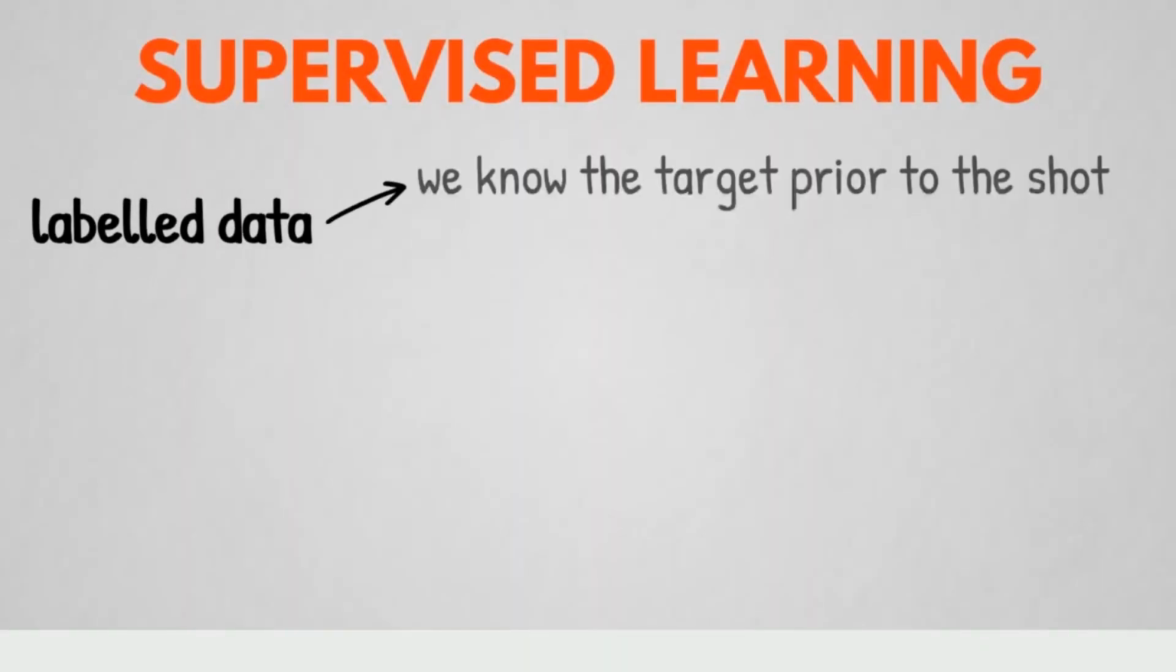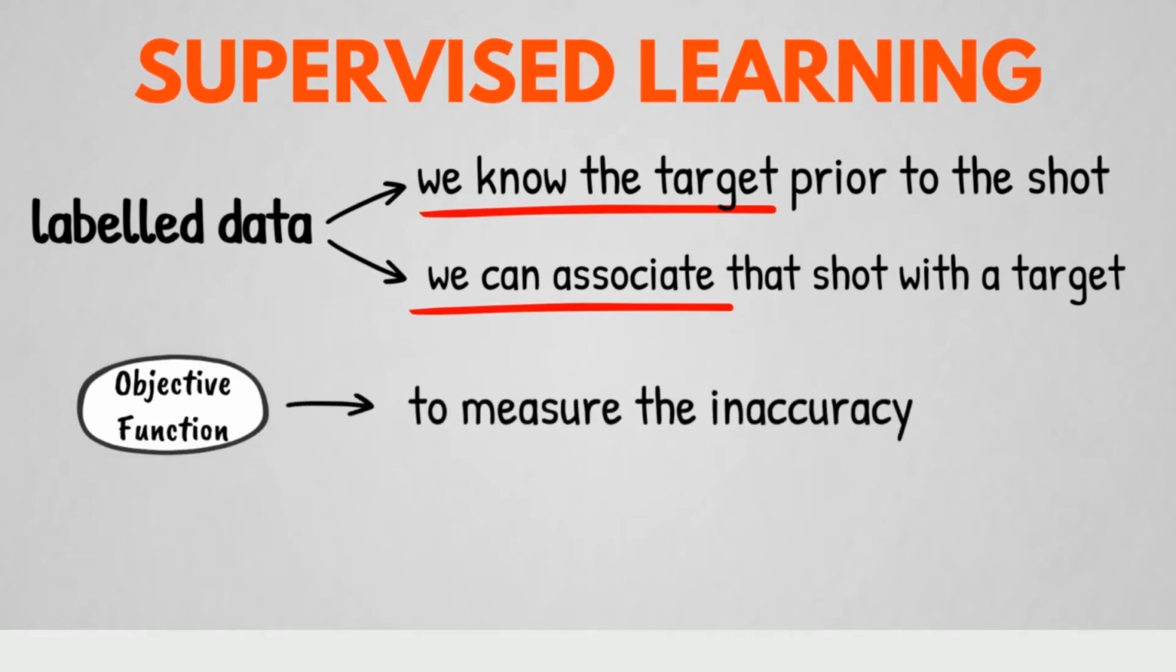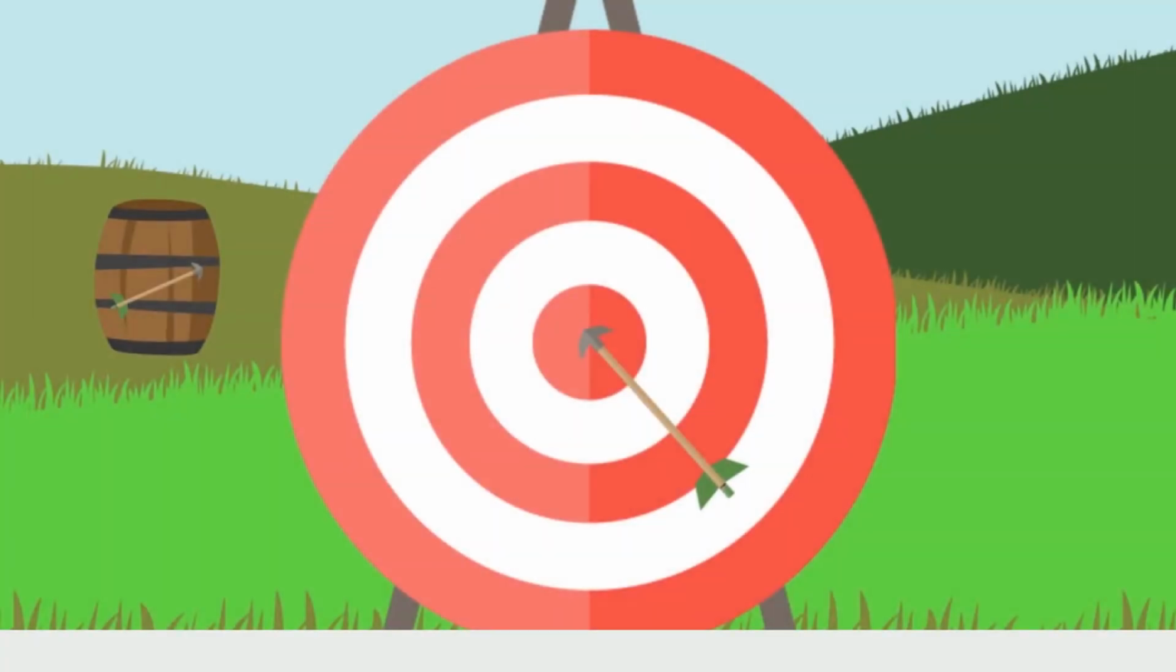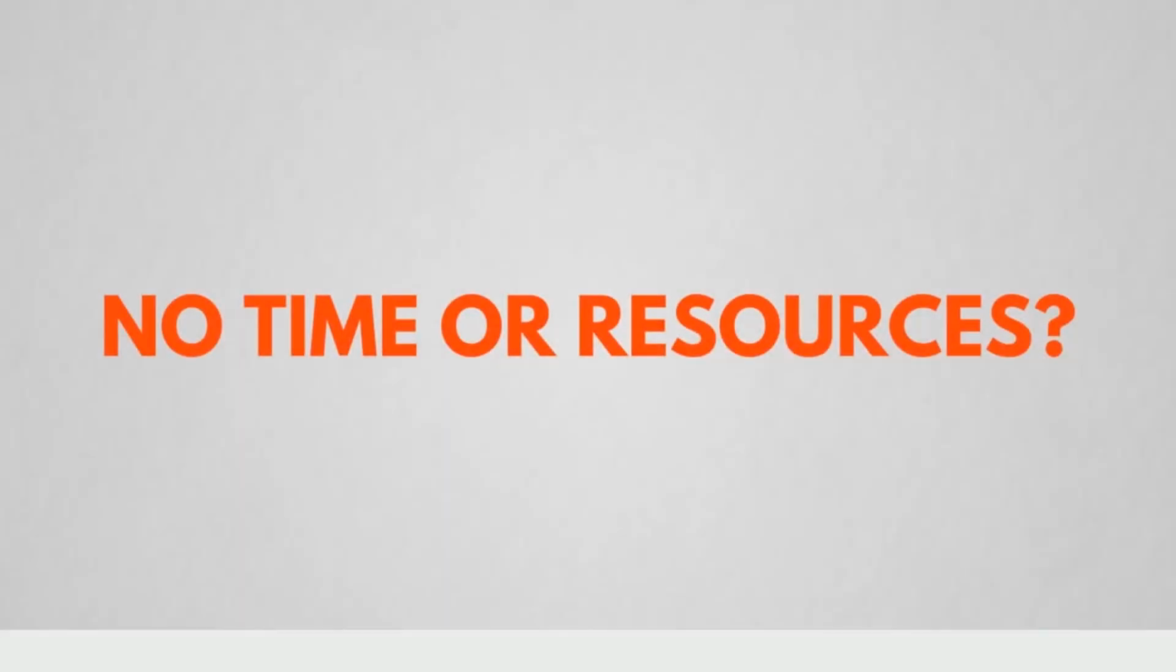To summarize, labeled data means we know the target prior to the shot, and we can associate that shot with a target. This way, we're sure where the arrow should hit. This allows us to measure the inaccuracy of the shot through the objective function and improve the way the robot shoots through the optimization algorithm, something we explained in the previous video in more detail. So, what we supervise is the training itself. If a shot is far off from its target, we correct the posture. Otherwise, we don't.